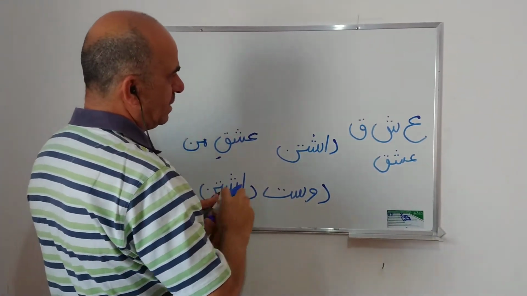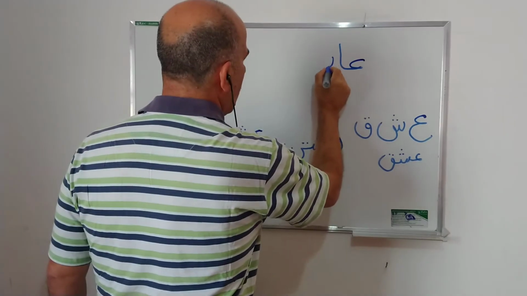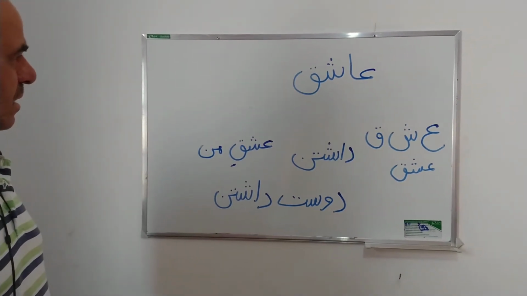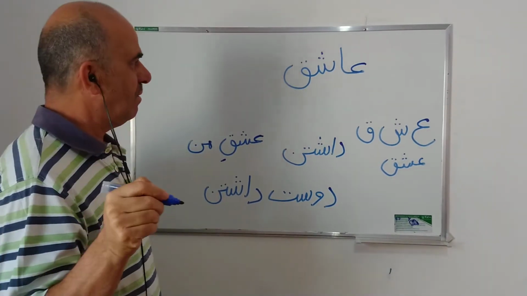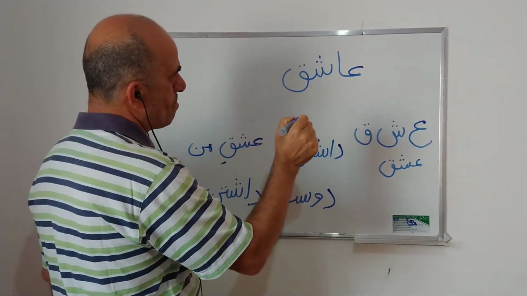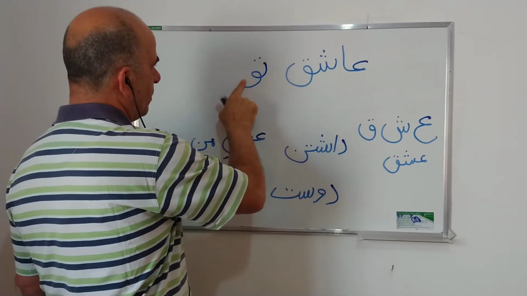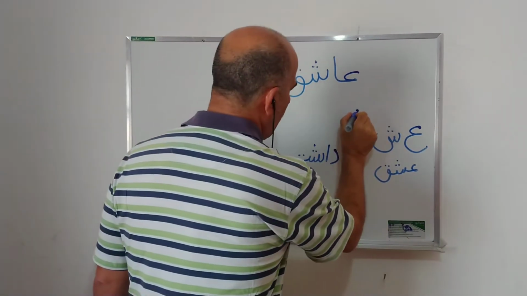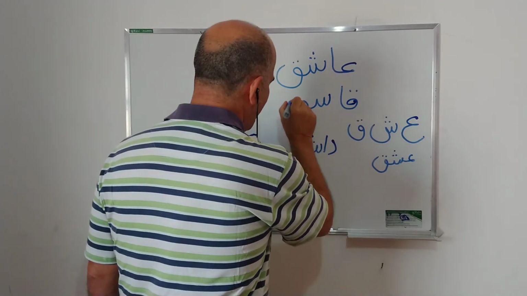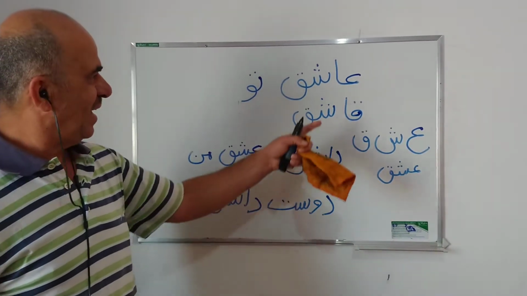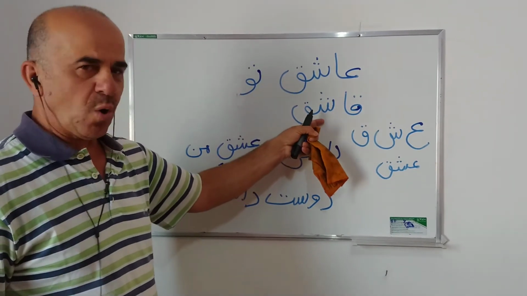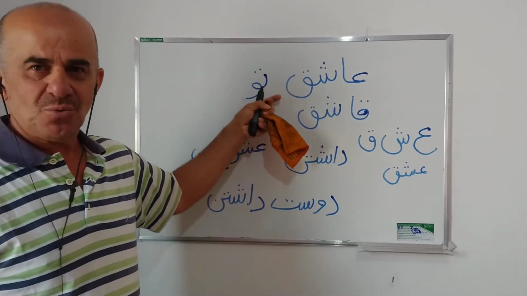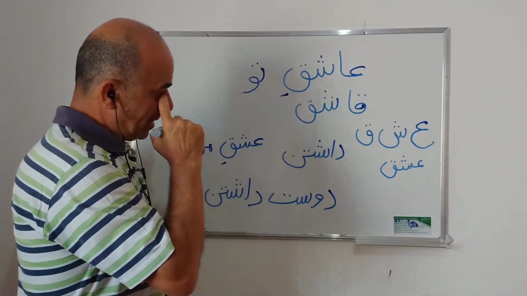That's Asher. This is Ish. This is Asher. That's to be in love. Somebody who is in love. Asher to. Your love. Okay? Don't confuse Asher with Ashur, which is spoon. Asher, Ashok. Asher to. In love with you. Okay?